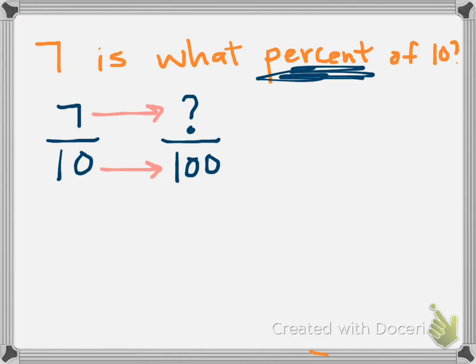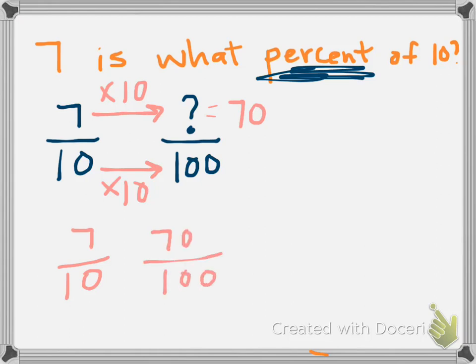And I know that I can multiply 10 times 10 to get to 100. 10 times 10 is 100, which means this whole thing is 10 times greater than this one, which means up on top I can multiply 7 times 10, and 7 times 10 is 70. So if 7/10 is the exact same thing as 70 out of 100, and I know that percent is always out of 100, then that means it is 70%. Crazy.